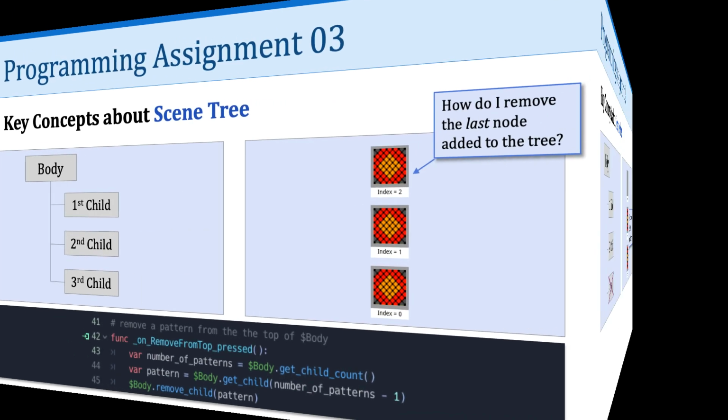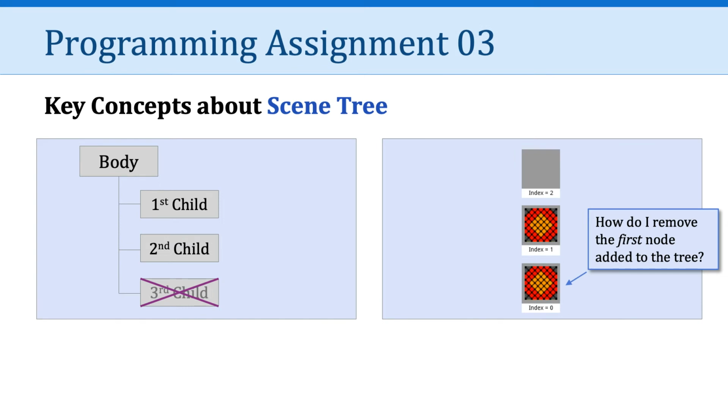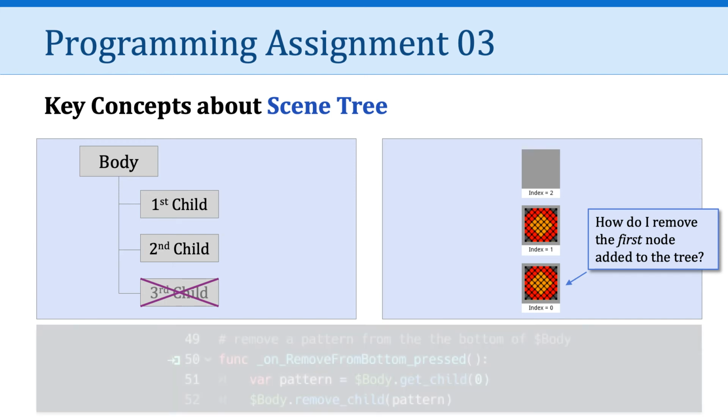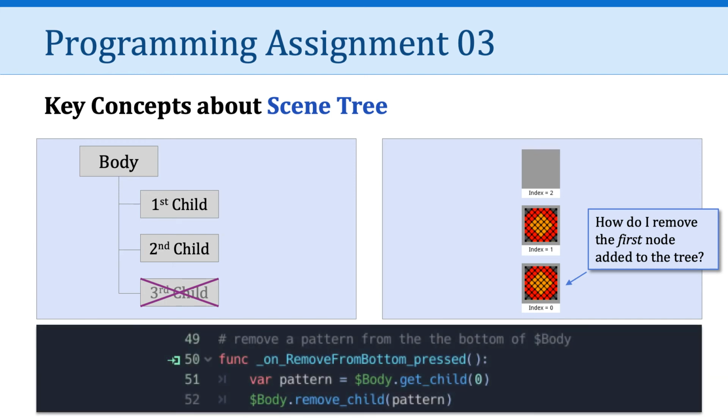This is better code. Now, of course, we also had the issue of how do I remove the first node added to the tree? In other words, the node at index 0. Many of you figured this out on your own, but some of you had to ask. And here is the code that solves this issue. The variable pattern is equal to the child at index 0, and then I can remove this child.